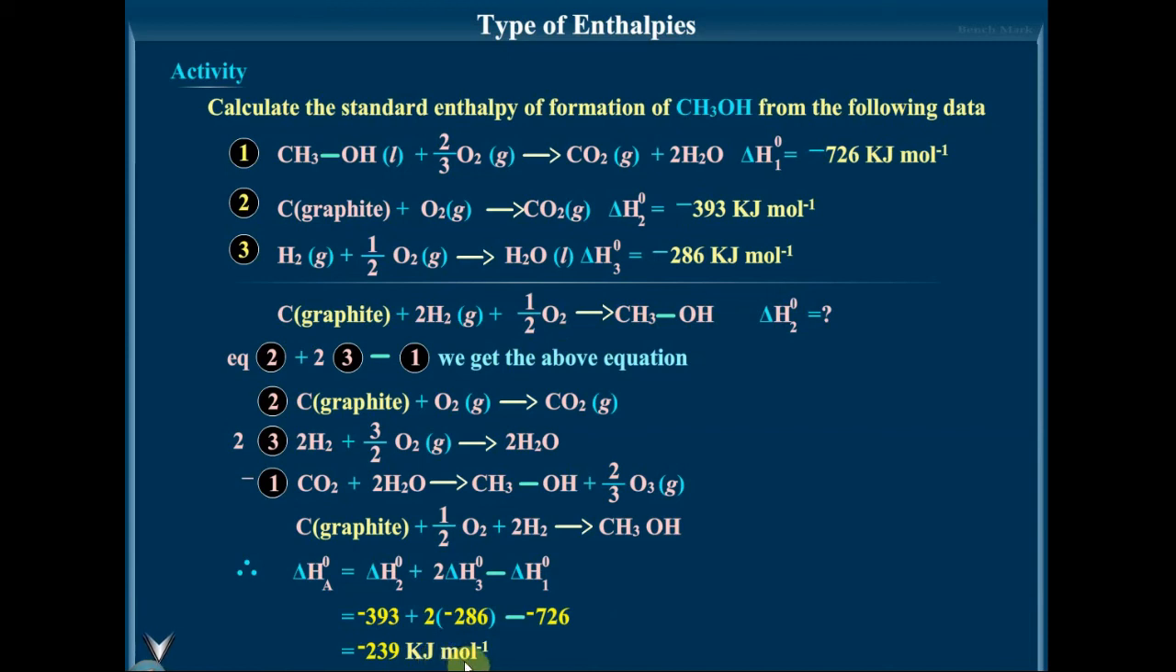So these are the problems that come under types of enthalpies, the different ways for calculating the delta H of a reaction. And there are 3 important ways that I've discussed in this video. Please go through this and write it in your notebook.